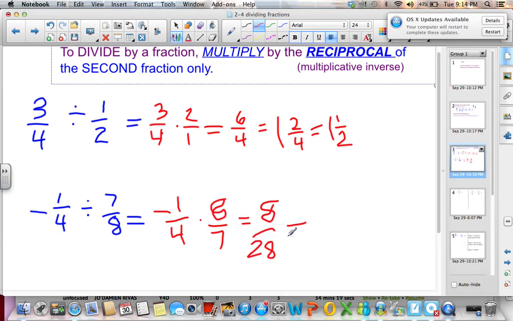Now I know that it can be simplified more. 8 can be divided by 4, 28 can be divided by 4. So then I have 2/7, okay? Because I did 8 divided by 4, 28 divided by 4.